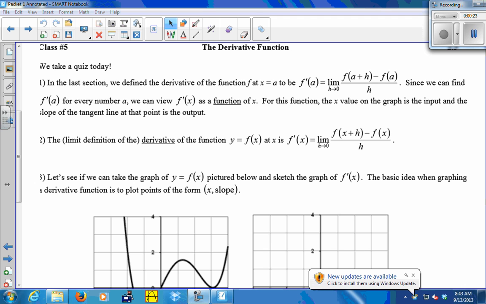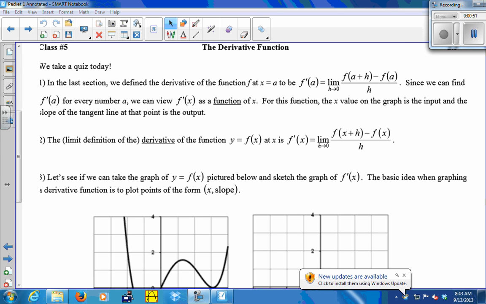So f prime of a, for every number a, since we can find f prime of a for every number a, we can view f prime of x as a function of x. For this function, the x value on the graph is the input, and the slope of the tangent line at that point is the output. So think of it like a table of values: x values, slope of the tangent line, and that defines a whole new function.